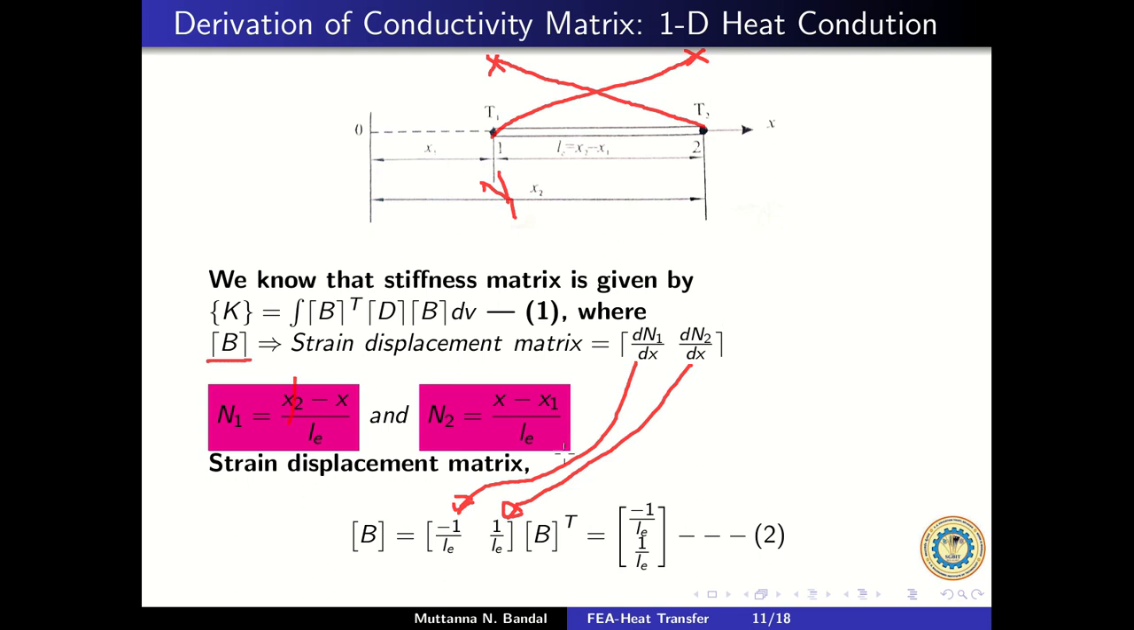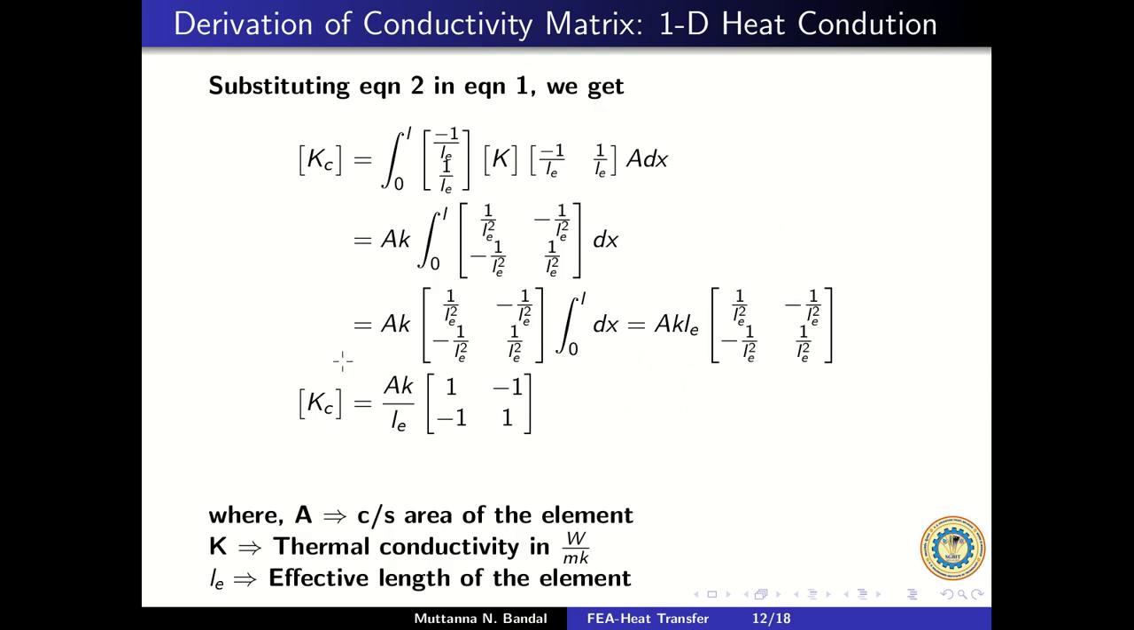So once I get this, I can take a transpose of this B, wherein rows are converted into columns. So this will become a column like this. I will write B and B transpose as shown here. I will be using these two matrices, substitute them into this and this, and try to integrate and get what is called the conductivity matrix. So let us do that.